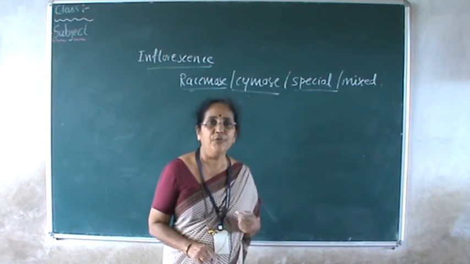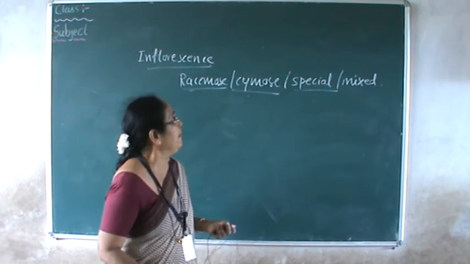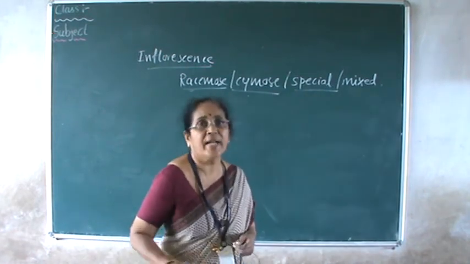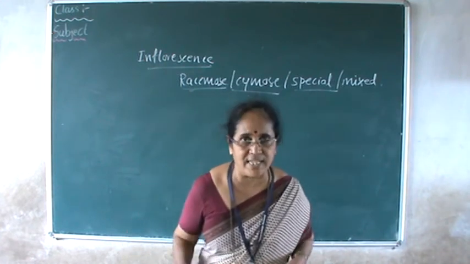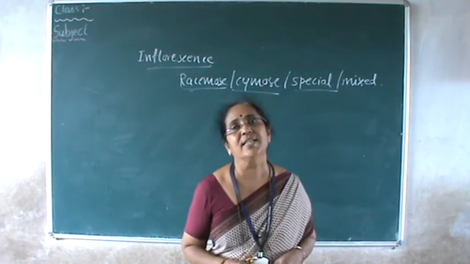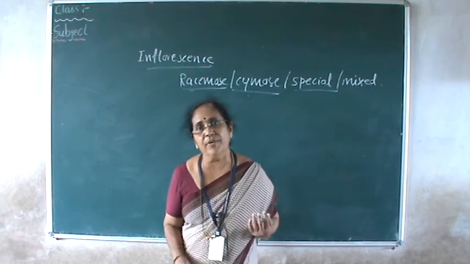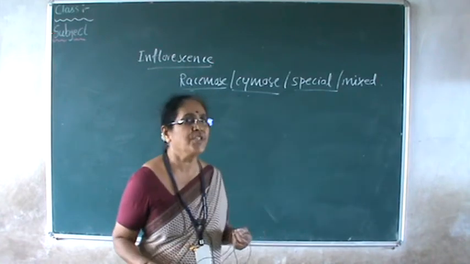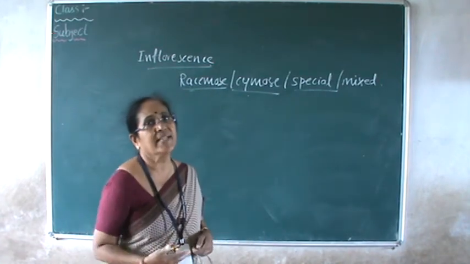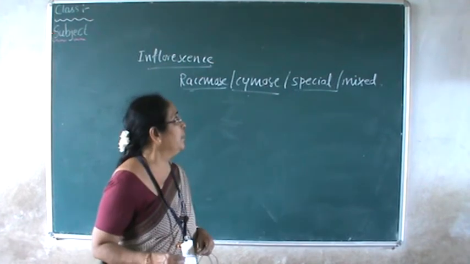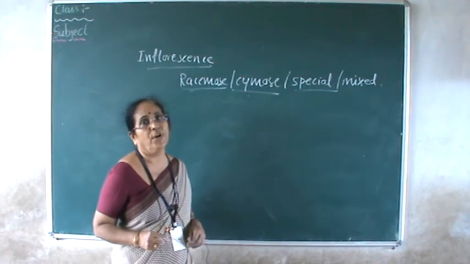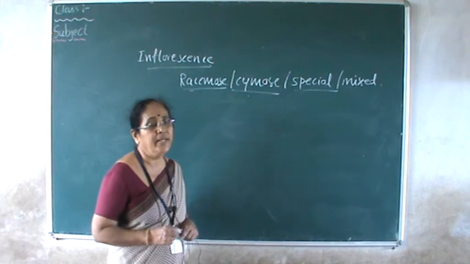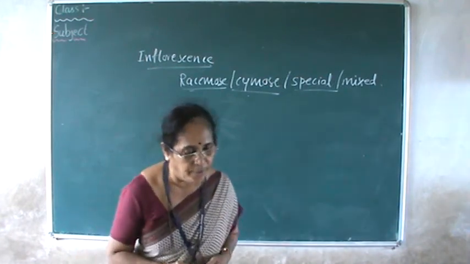Cyathium inflorescence is found in Euphorbia species. Then there is the mixed inflorescence, which shows the characters of both cymose as well as racemose. Tulsi inflorescence is an example of the mixed kind of inflorescence. There are various types based on the growth of the axis, arrangement of flowers, etc. You will get the detailed account of inflorescence in the morphology part of the syllabus. Okay, I will not go into the depth.